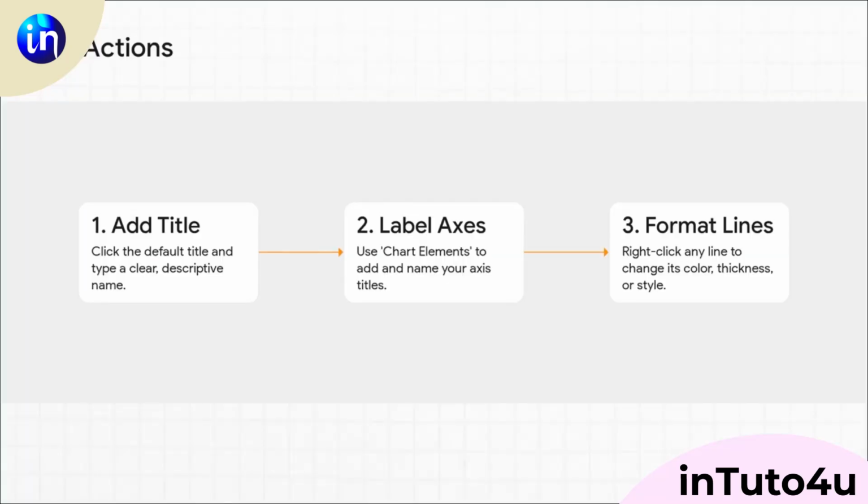So to take your chart from just raw data to a professional-looking visual, you really want to focus on these 3 things. First, give it a good descriptive title. Not just chart, but something like Sales Trends 2024 versus 2025. That way, anyone knows exactly what they're looking at. Then label your axes, so there's zero confusion about what the numbers and categories mean. And finally, play with the lines themselves to make them stand out.